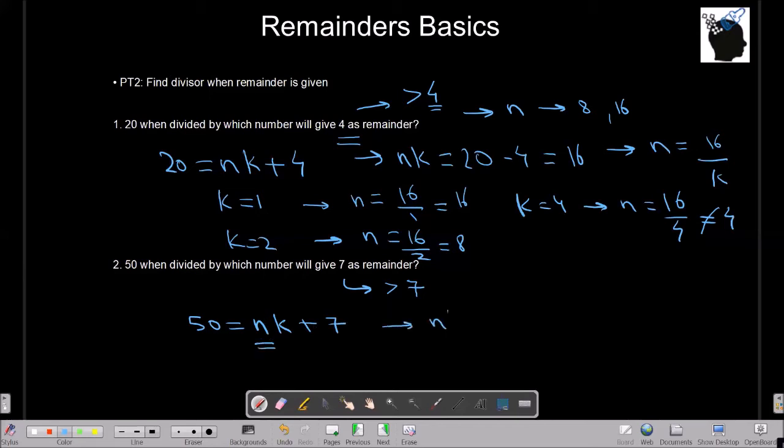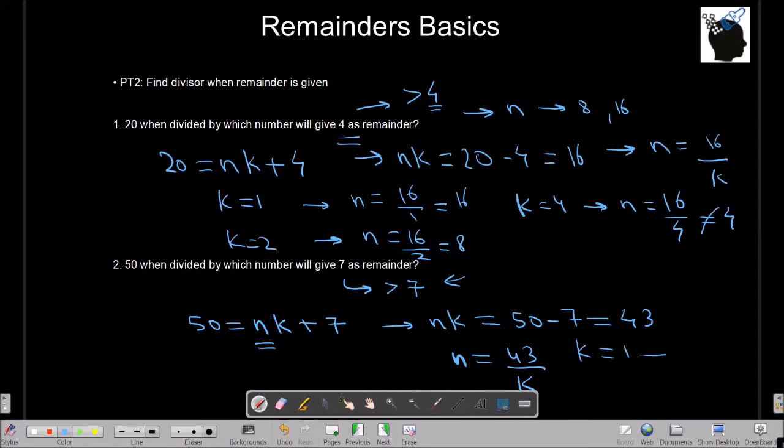We can rearrange this to have n into k is equal to 50 minus 7 or 43. Let's rearrange this equation to have n is equal to 43 by k. Now 43 is a prime number, so it will have only 2 factors, 1 and 43 itself. There is no point trying k is equal to 43 because you'll get n is equal to 1, and we already know that n has to be greater than 7. So that means the only value possible is n is equal to 43 when k is equal to 1.